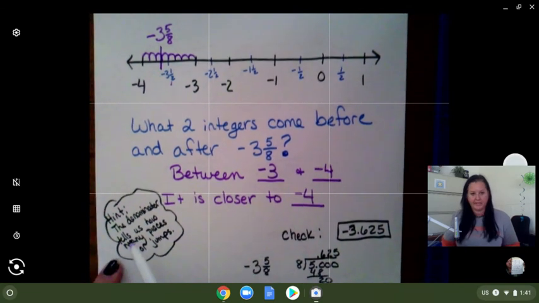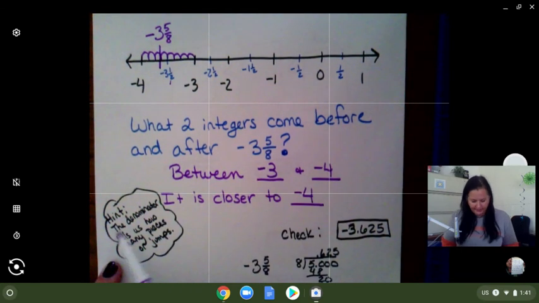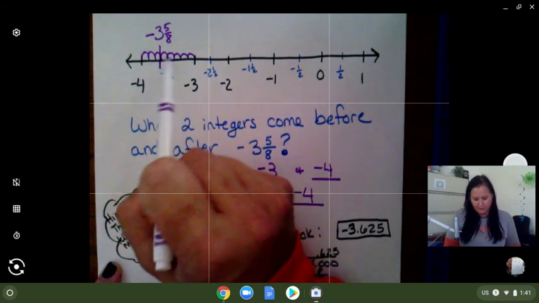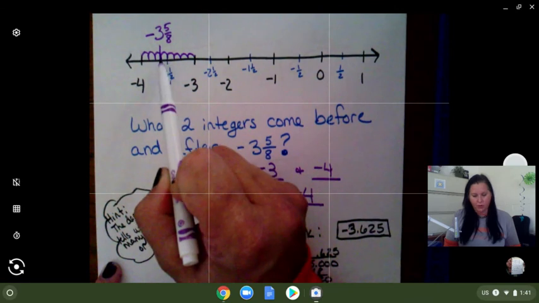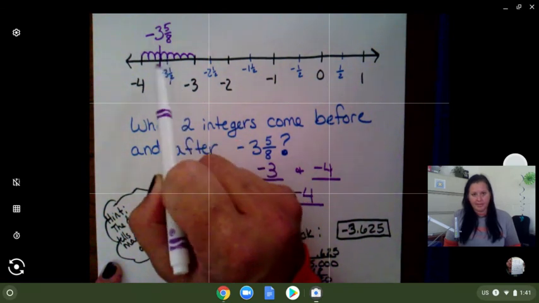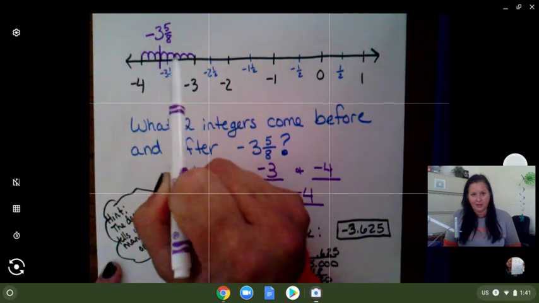Here's a hint you may want to write down. I already talked about it up here, but the denominator tells us how many pieces or jumps between the two numbers. The top number tells you how many to go over. So the bottom number is how many pieces between the two integers. The top number tells you how many hops over.